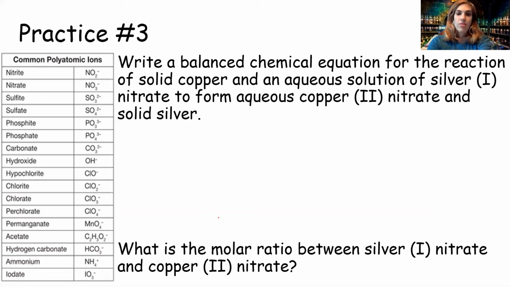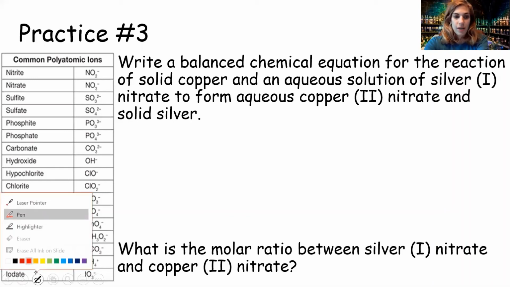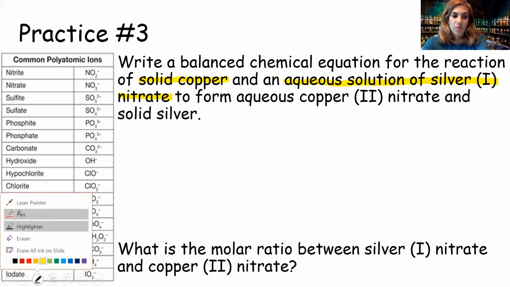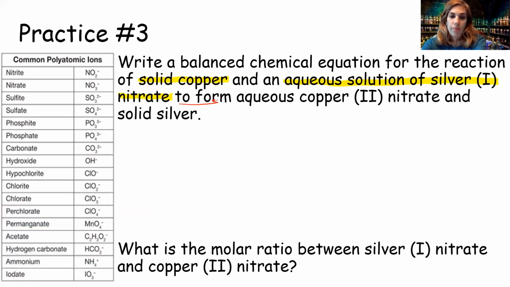My first step is to identify the reactants in this equation and write those out. In this case, I have the reaction of solid copper and aqueous solution of silver 1 nitrate. Then it says to form, and when it says to form, that's my arrow. So that means that's what I would draw after the arrow. And that means that then my products are going to be aqueous copper 2 nitrate and solid silver. So I'm going to write these out.